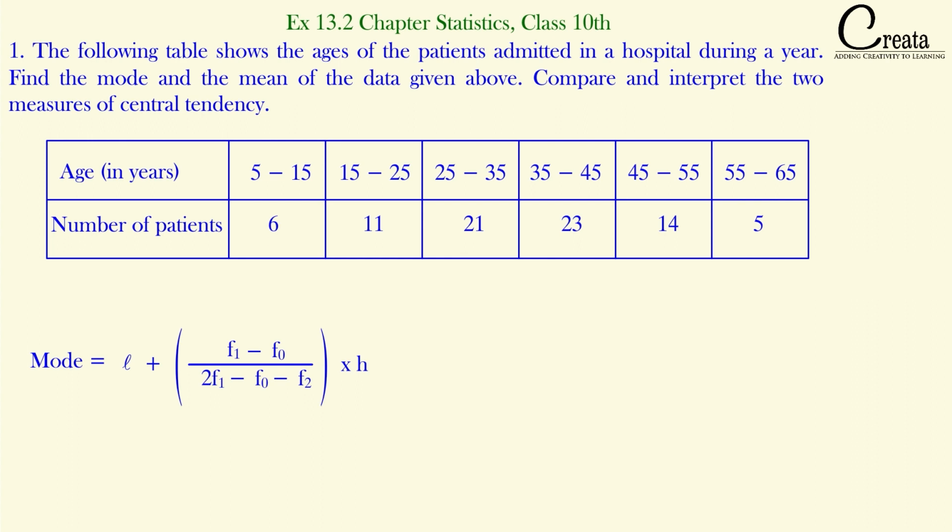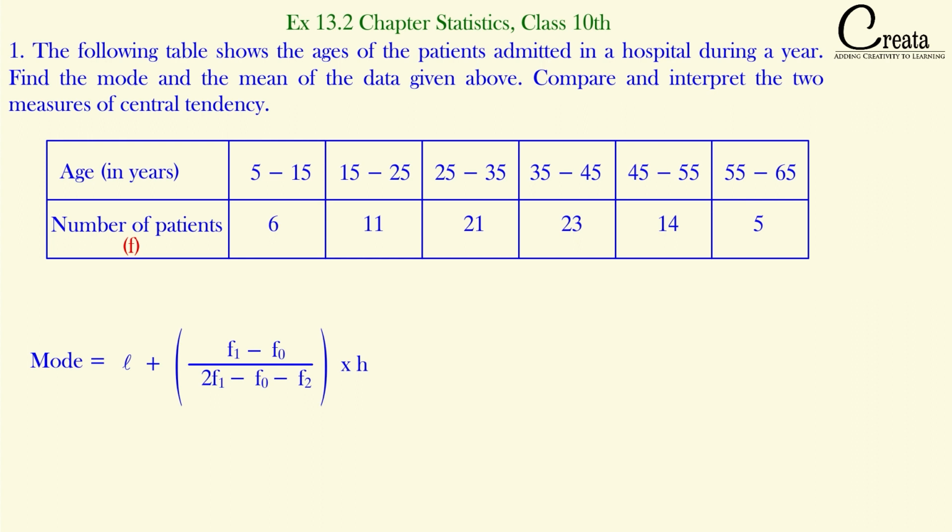And what is modal class? Modal class is the class which corresponds to maximum frequency. Can you locate the maximum frequency? Firstly, out of these two rows, which is the frequency? Frequency is how many times our observation is repeating. Here the age is the observation and number of patients is the frequency. That is how many times our observation is repeating is the frequency. So these all values are the frequency.